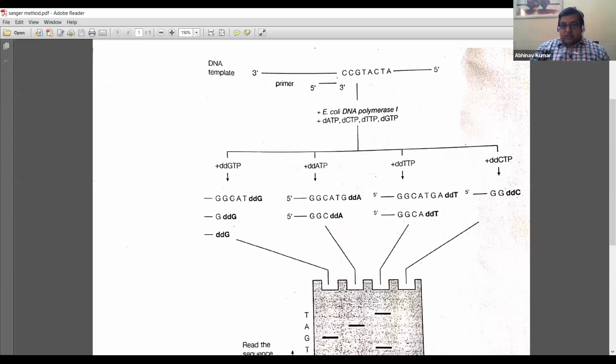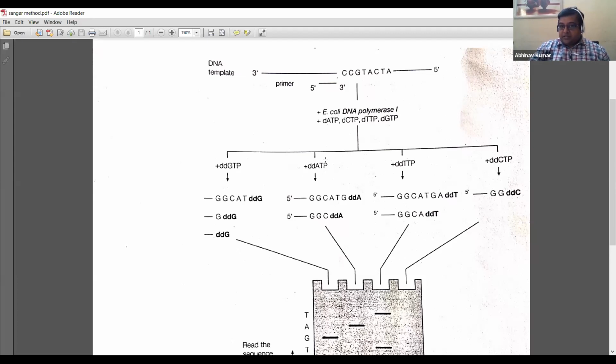Now, here, this is G, guanine. And you can see here it's a ddG. So it comes like here and stops or terminates the chain here. Fine. So first termination, second termination.